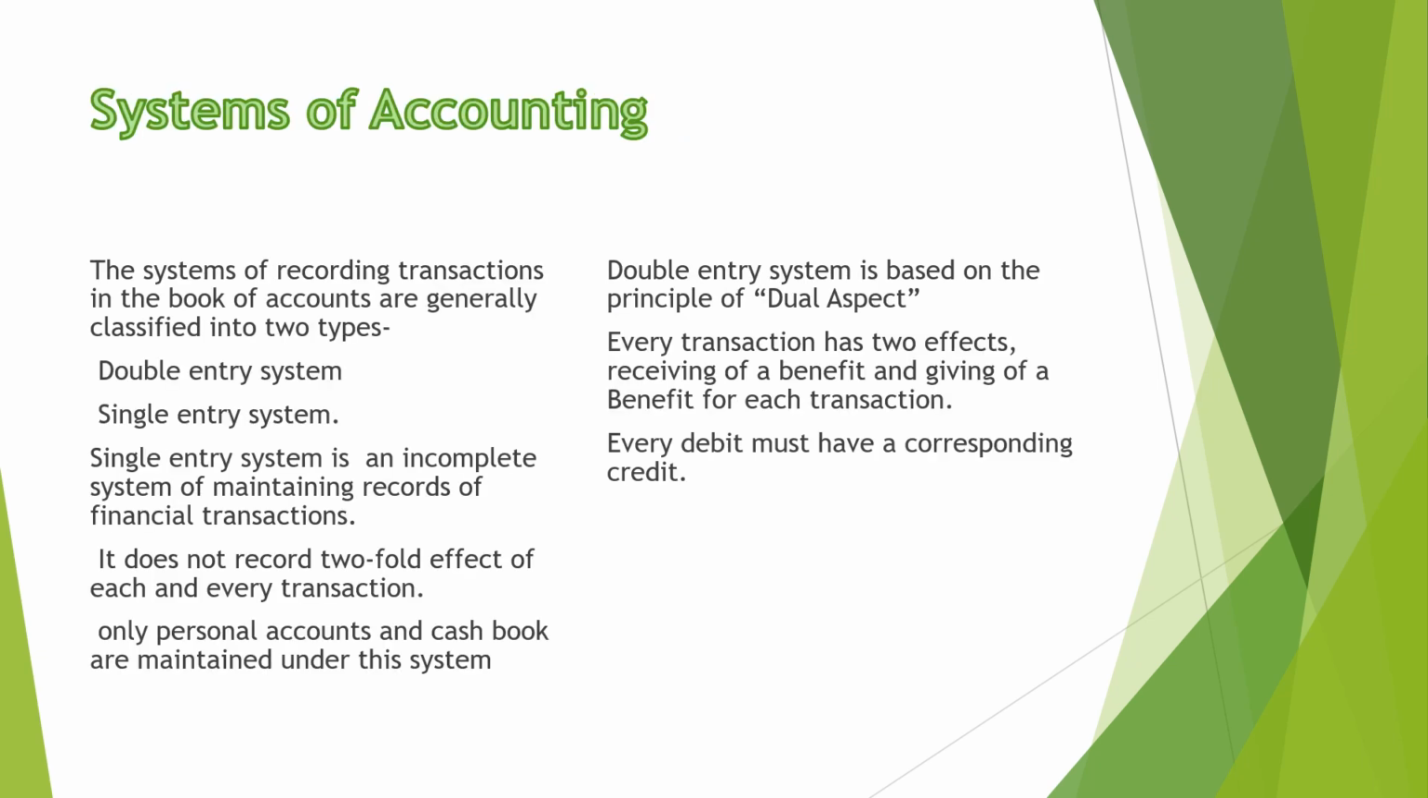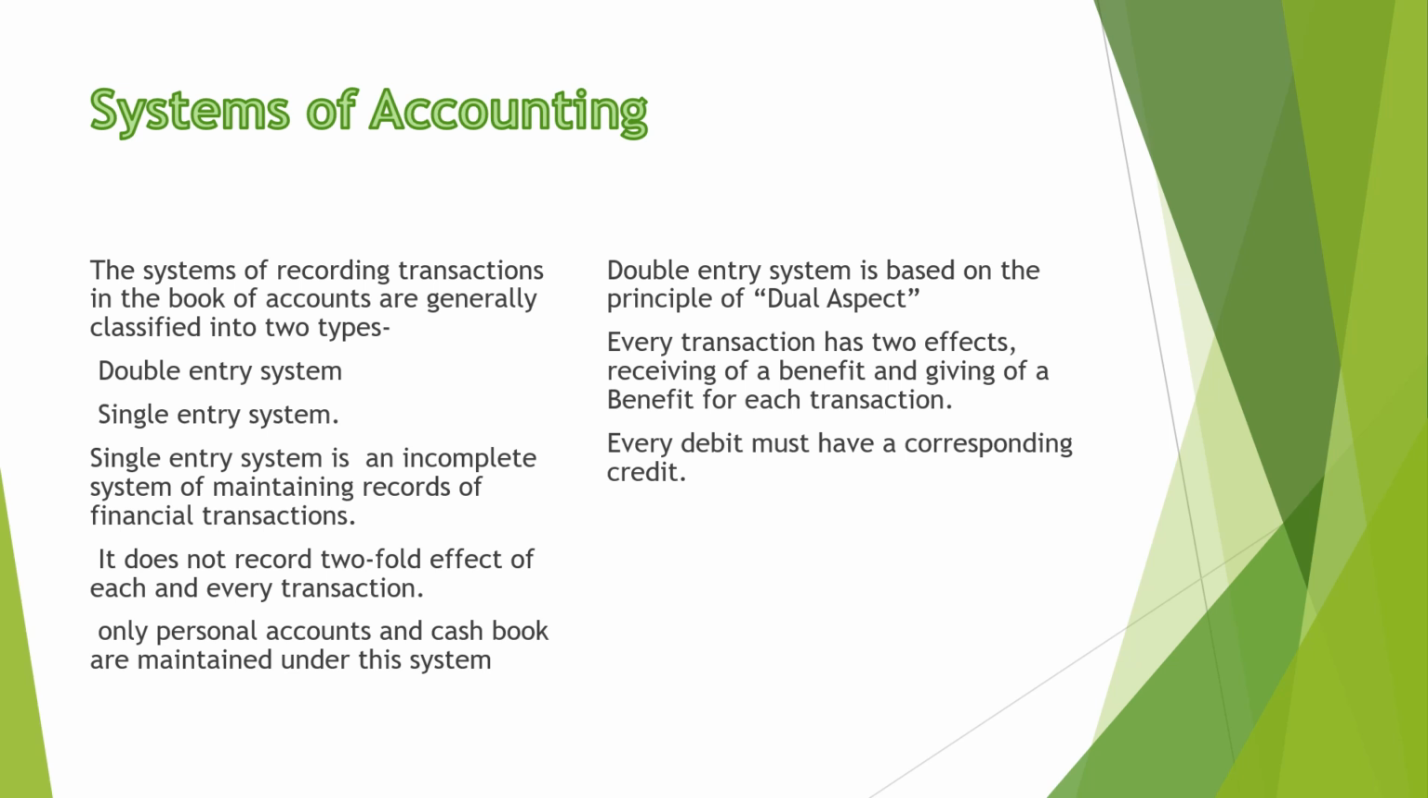So next question, what is system of accounting? So my dear friend, there are basically two systems, double entry system and single entry system. Single entry system is an incomplete system of maintaining record of financial transactions. It does not record the two-fold effect. There is no debit and credit for every transaction. Only personal account and cash book are maintained under this system.